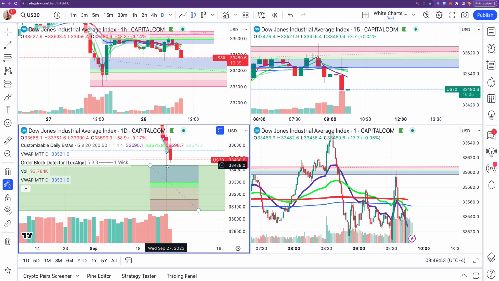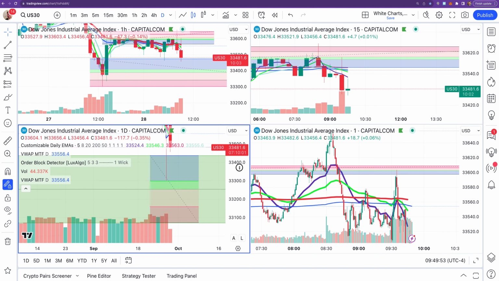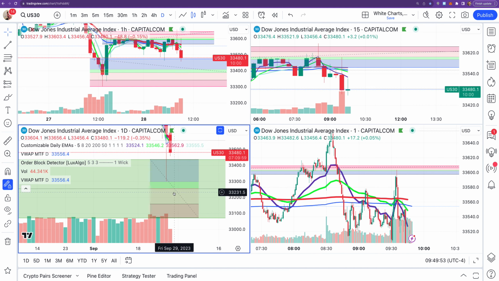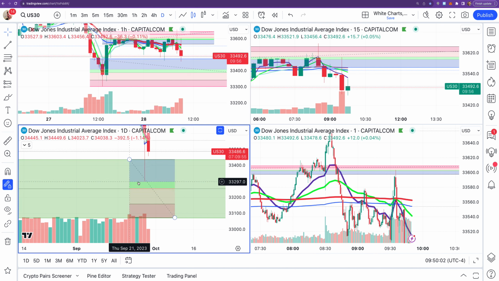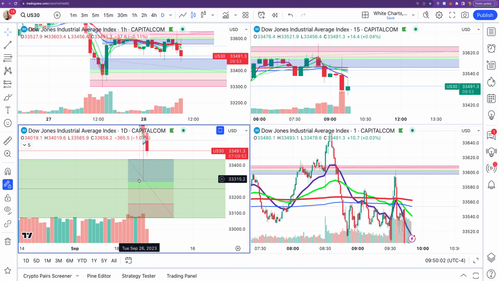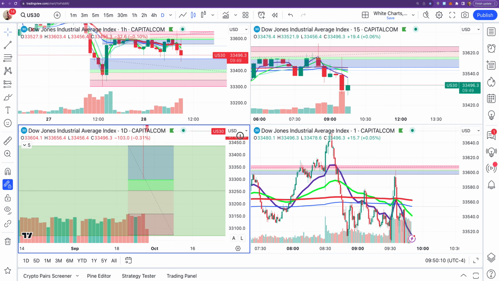So as you can see, yesterday price came down. This is the daily order block, okay? So price came down into it and literally tapped the top of the reversal zone right here and bounced right back up. So it's more than a coincidence.